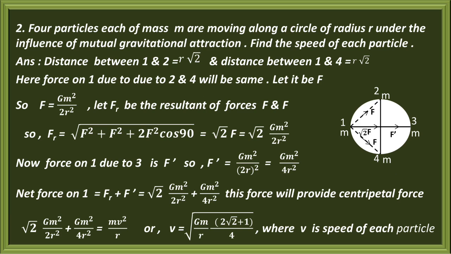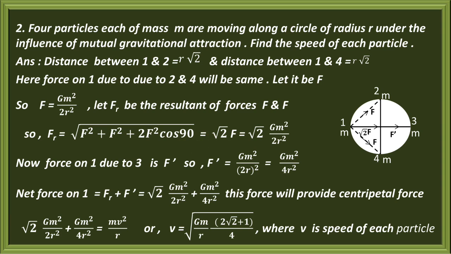Here we can see that the distance between particle 1 and 2 is R root 2, and this is the distance between 1 and 4 also. So the force on 1 due to 2 and 4 is the same, and let it be F, and the resultant of these two forces F and F be Fr. So Fr can be calculated in this way. The angle between these two forces is 90, so Fr is root 2 F, and it is finally root 2 Gm square by 2R square.